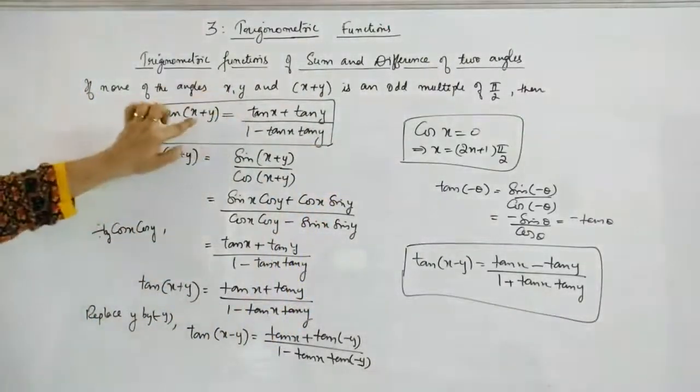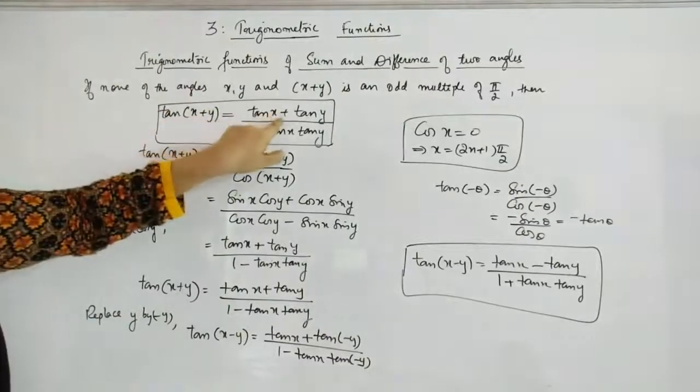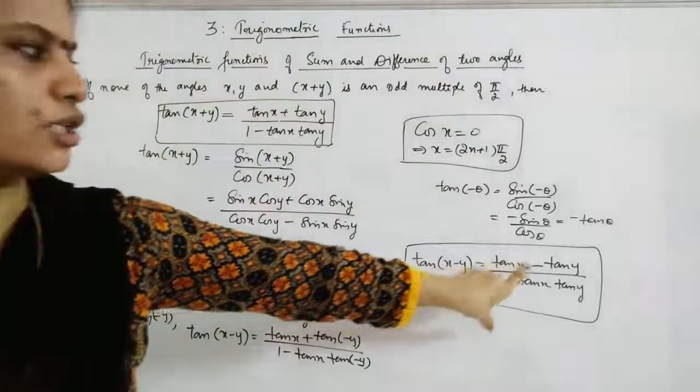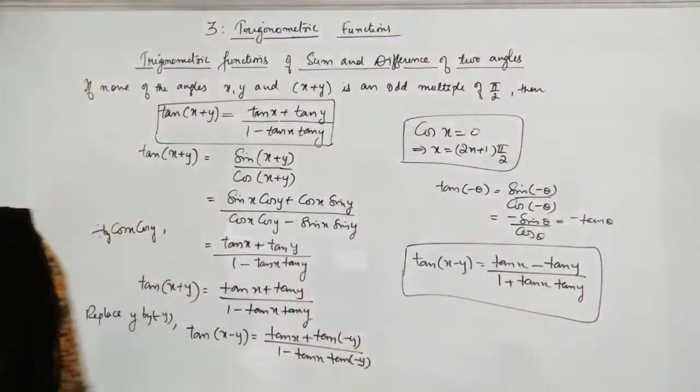That means you have the opposite thing. Here if you have angle positive, in the numerator you have plus and in the denominator you have negative. And if you have negative here, in the numerator you have negative and in the denominator you have positive.